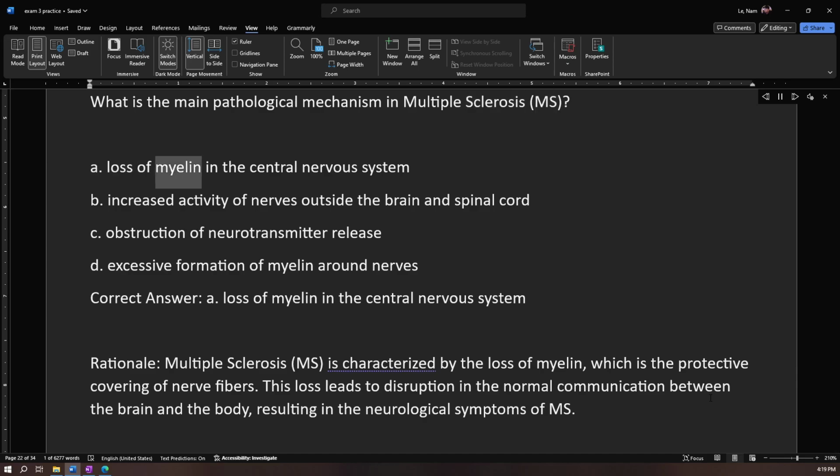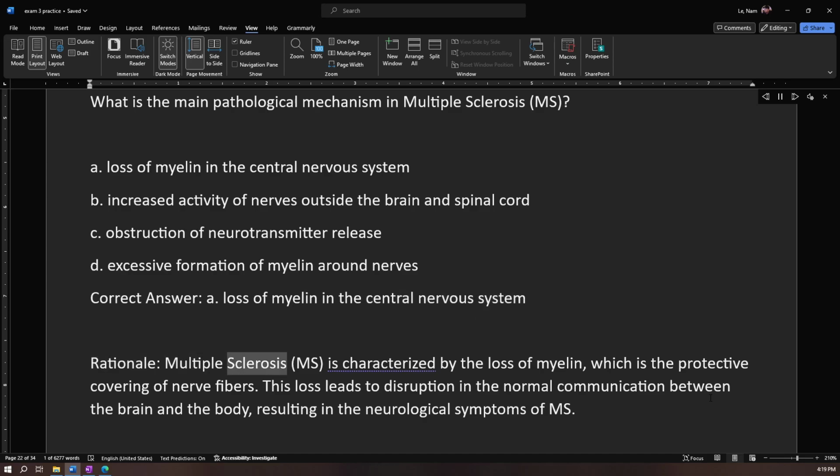A. Loss of myelin in the central nervous system. B. Increased activity of nerves outside the brain and spinal cord. C. Obstruction of neurotransmitter release. D. Excessive formation of myelin around nerves. Correct answer. A. Loss of myelin in the central nervous system.